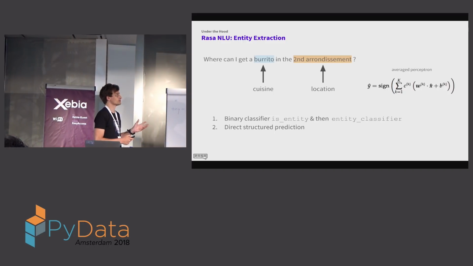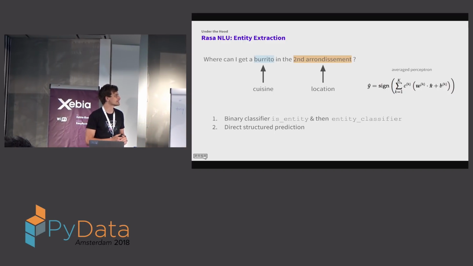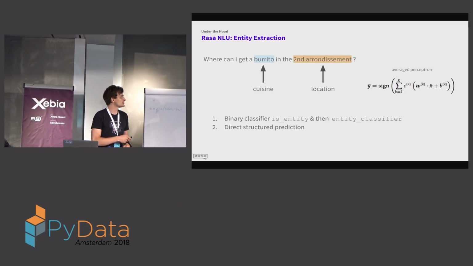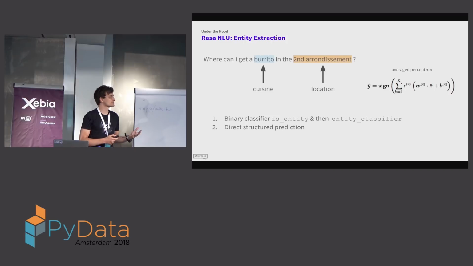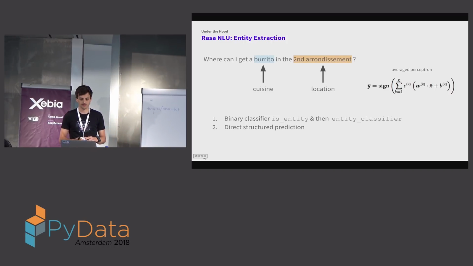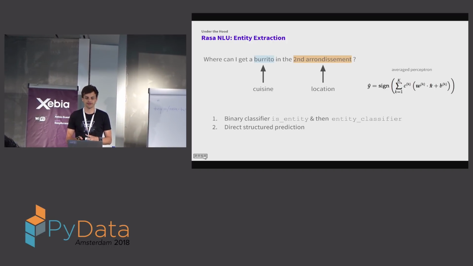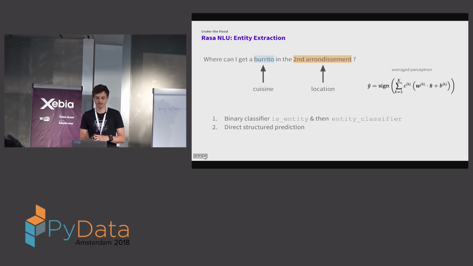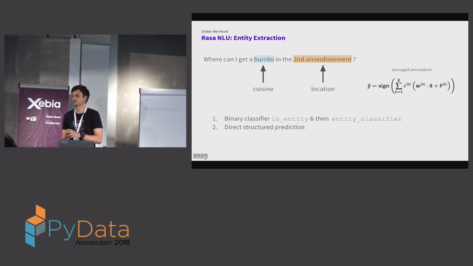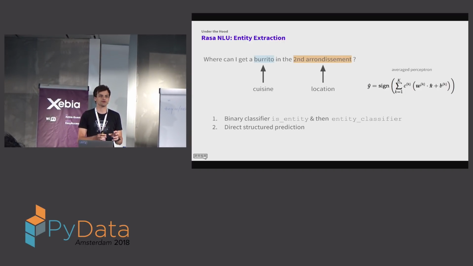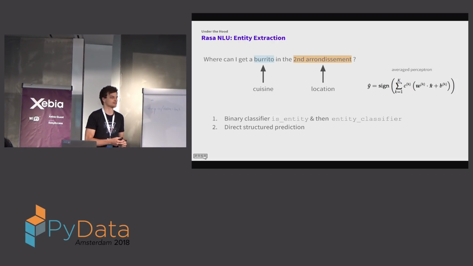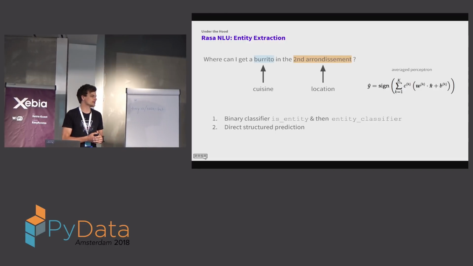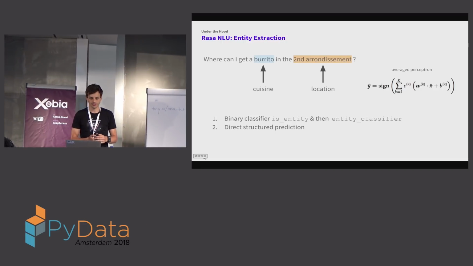Here's a possible model you could use. Where can I get a burrito in the second arrondissement? There are two entities here, cuisine and location, and there are multiple ways to do this classification task. As I said, we first tokenize the message, and then we can, for example, use two classifiers. The first one just says, okay, is this token an entity? And the second one, for the ones where we found an entity, asks which type of entity it is. We could do it that way. It does work, okay, not really well.